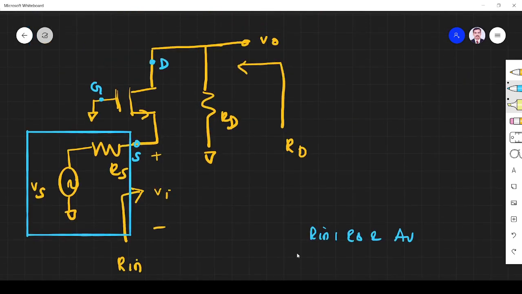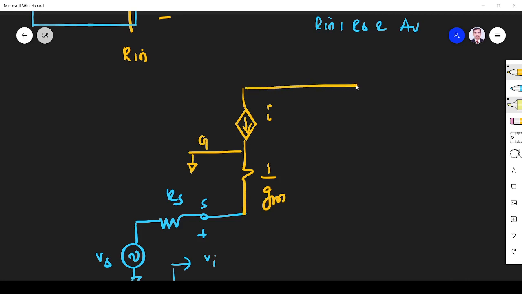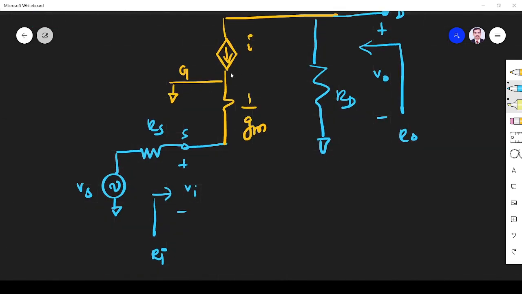After this, the transistor should be replaced by the T model, that is, an equivalent model of the transistor. So how am I going to draw this? For the transistor in the T model of the MOSFET, this is 1 by gm, here the gate G. Then as usual, the drain resistance RD is available at the output, and across this is RO. So we have drawn the transistor replaced by its equivalent circuit.